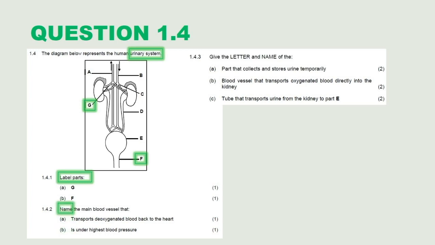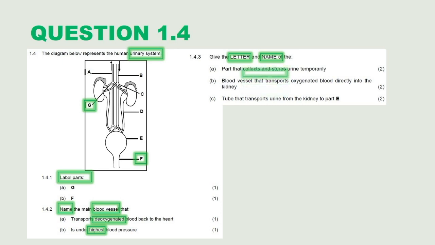Then they say name the main blood vessel that transports deoxygenated blood back to the heart. We will have to look at the direction of the arrows. Or name the main blood vessel that is under high blood pressure. This is a little bit of knowledge coming from grade 10. Then give the letter and the name. I have seen this a lot in grade 12 as well, where learners only give the letter or only give the name, and then they lose 1 mark. Remember, you get 1 mark for the letter and 1 mark for the name.